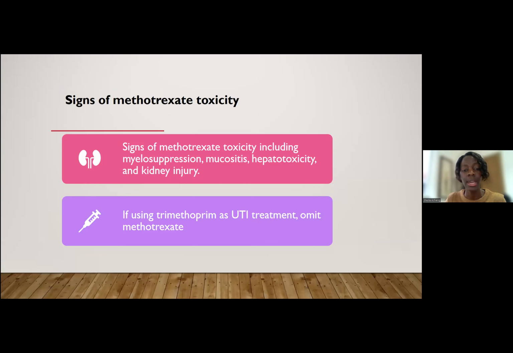And the signs of toxicity you might come across, I've seen a couple during my time as a registrar, include myelosuppression, so pancytopenia, which comes on very rapidly, mucositis, which is erosion of the mucosal lining around the mouth, hepatotoxicity, and kidney injury.